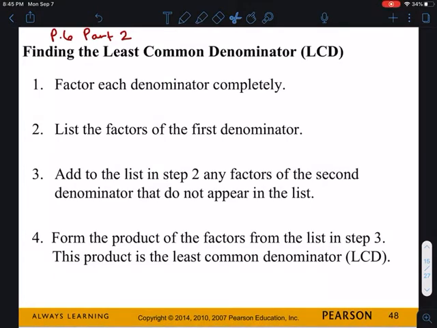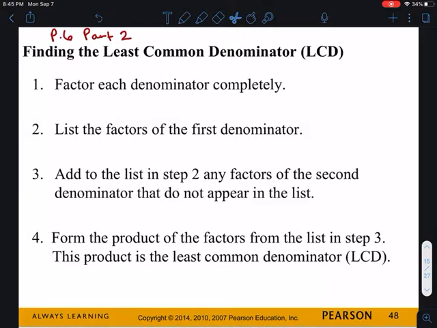Looking at section P.6, part 2. This time we're going to look at what happens when we are simplifying our rational expressions, but we don't have the same denominator. So a little review on finding the least common denominator.